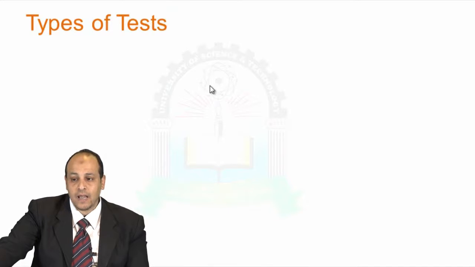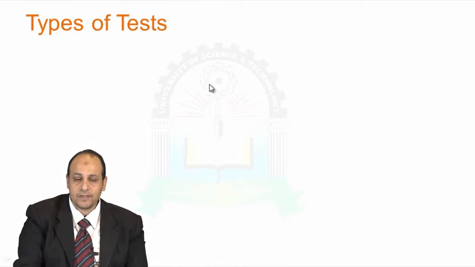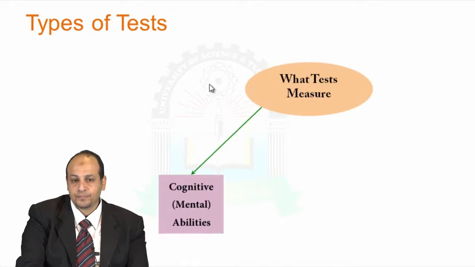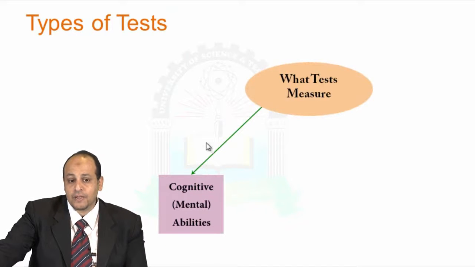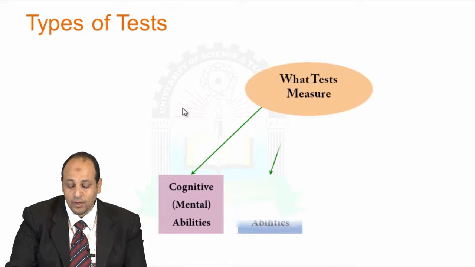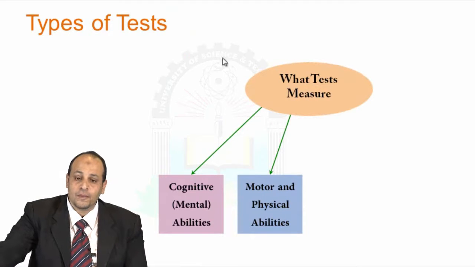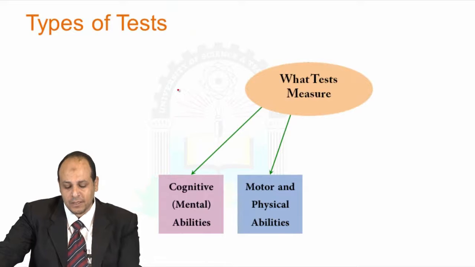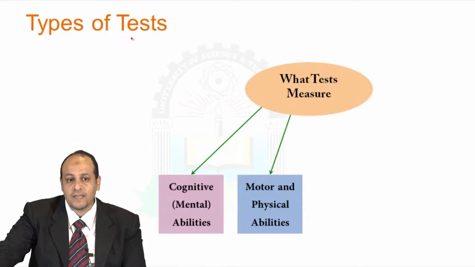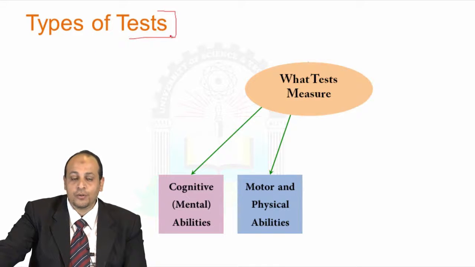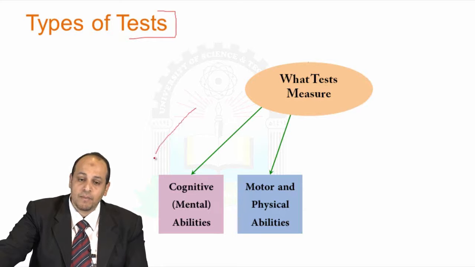Now, what could be the types of tests? There are different types of tests as follows. Tests about cognitive or mental abilities can of course be different from the tasks of motor and physical abilities. Okay? Which means that here, according to the nature of business, companies might choose the right tools.